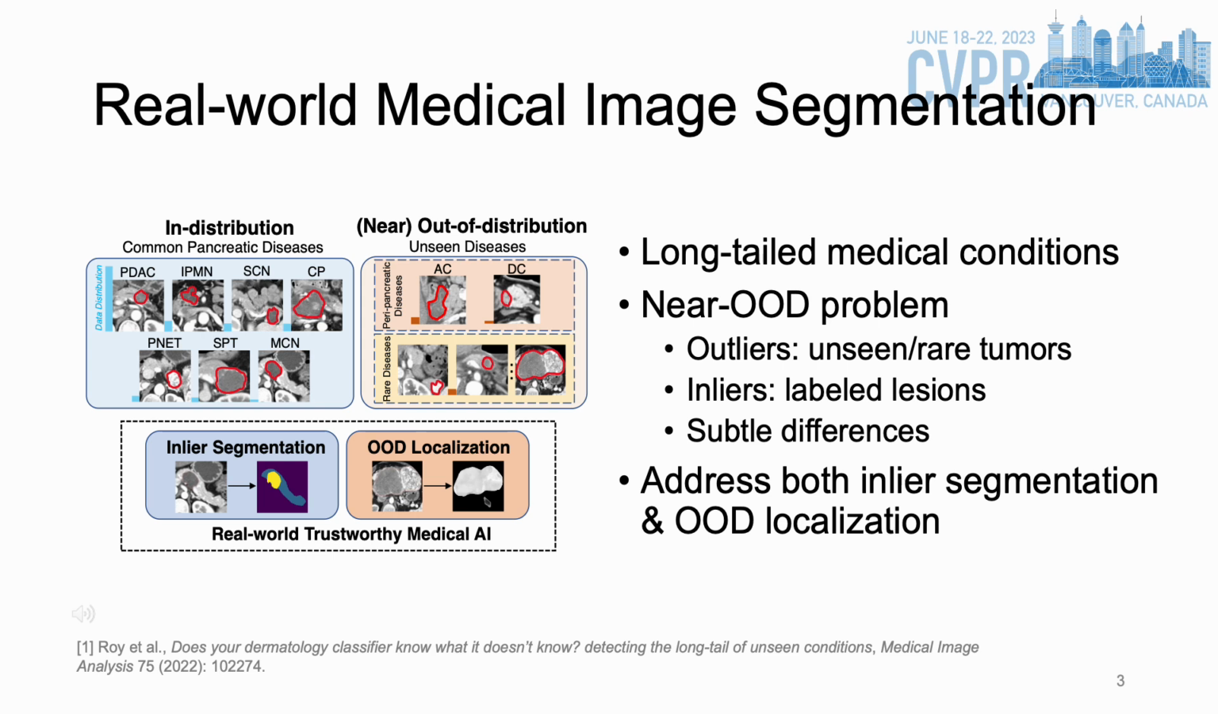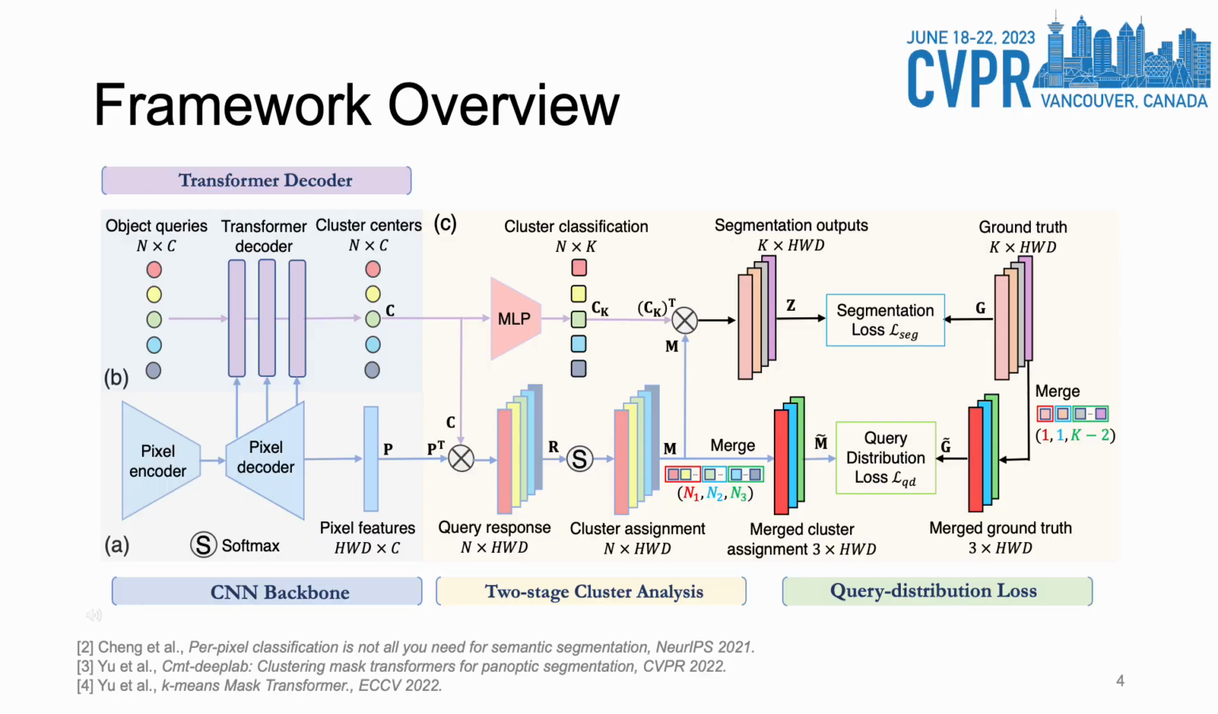This forms a typical and challenging near-OOD localization problem due to the subtle differences between them. Therefore, we need to address both inlier segmentation and OOD localization to achieve real-world trustworthy medical AI. Here is an overview of our framework.